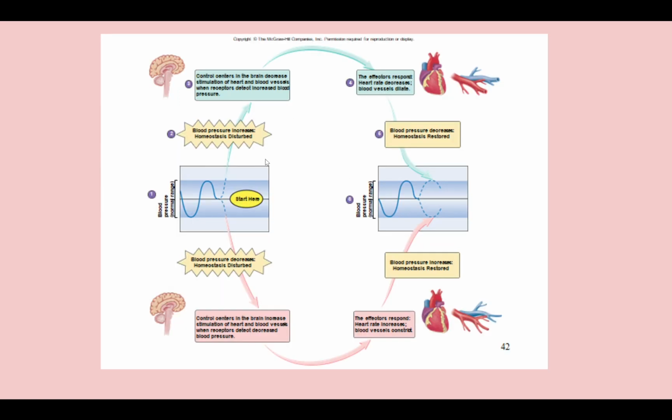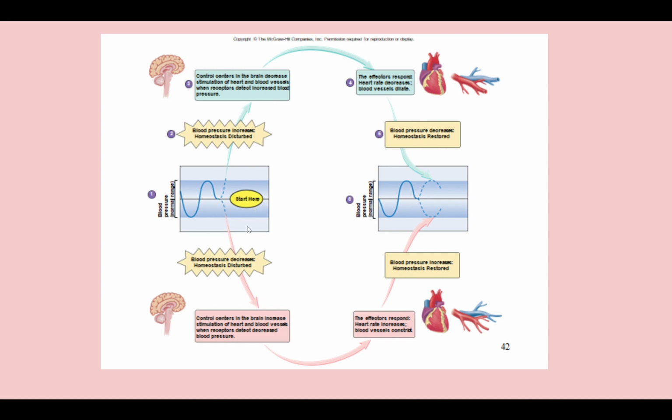Here's another example of a negative feedback system where you've got your blood pressure normal range, but something happens to make your blood pressure increase, that's disturbing homeostasis. So your control center in your brain is going to do something to make your blood pressure go down. It's going to receive information from the receptors. It's going to send the information to effectors, your heart muscle and your blood vessels. It'll make your heart beat slower, and your blood vessels will dilate to relieve the high blood pressure. So it decreases and goes back to your normal homeostasis.